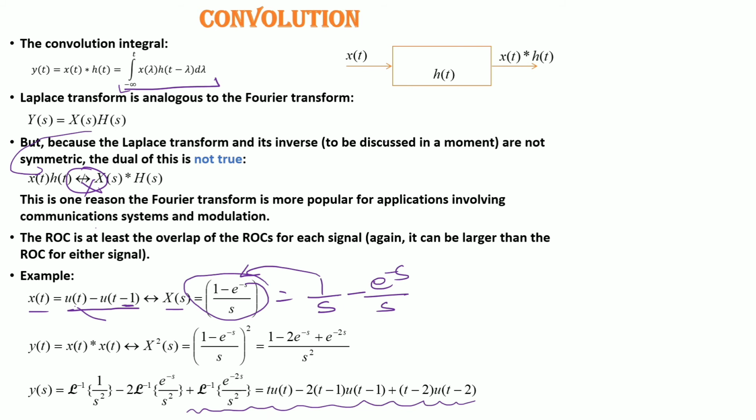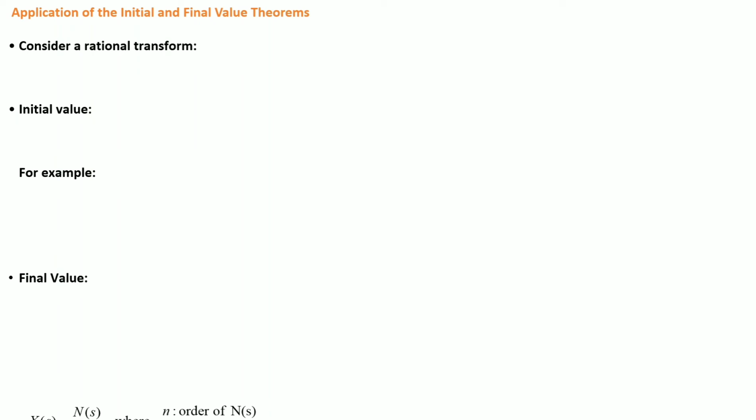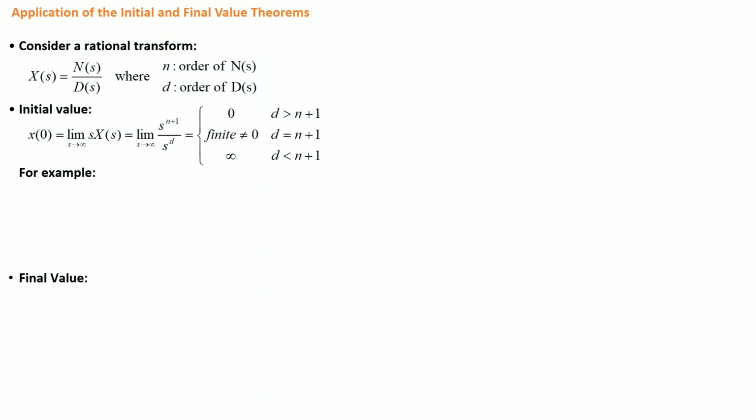So, moving towards the next topic, the initial and final value theorem. How can we apply the initial value and final value theorem? If we know that X of s is equal to a numerator and denominator, then for applying the initial value theorem, x of 0 is equal to the limit as s tends to infinity of s X of s.